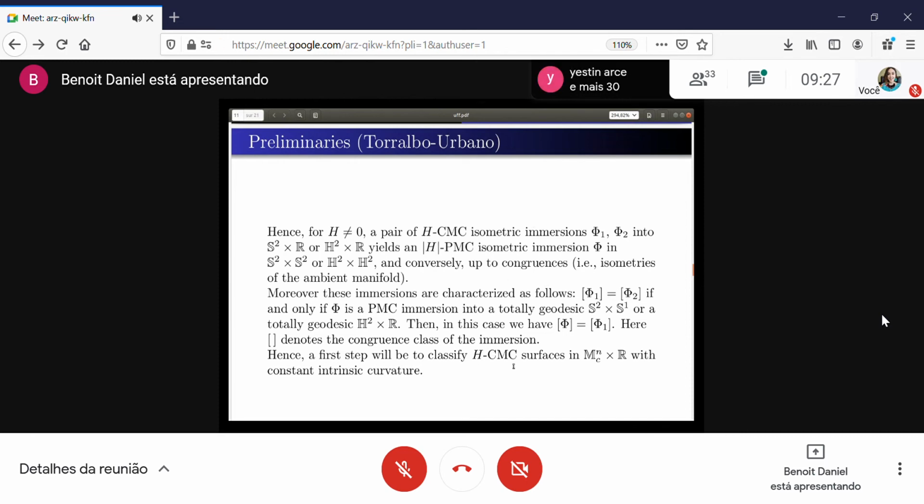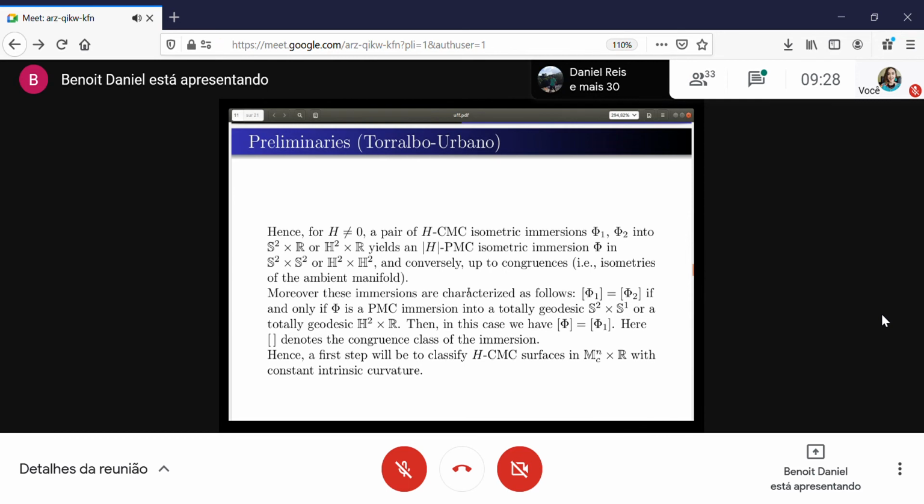So, an important property is that if the two CMC immersions are congruent, in other words, if the pair is trivial, then the PMC surface is also trivial. It means that the PMC surface is actually a CMC surface in a totally geodesic S2 cross R or H2 cross R. This is what I call a trivial PMC immersion. It means the CMC immersion into a three-dimensional, totally geodesic submanifold.